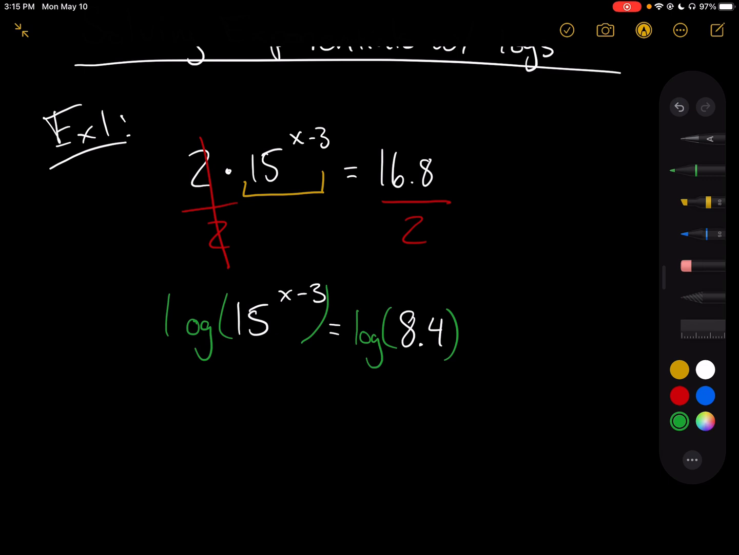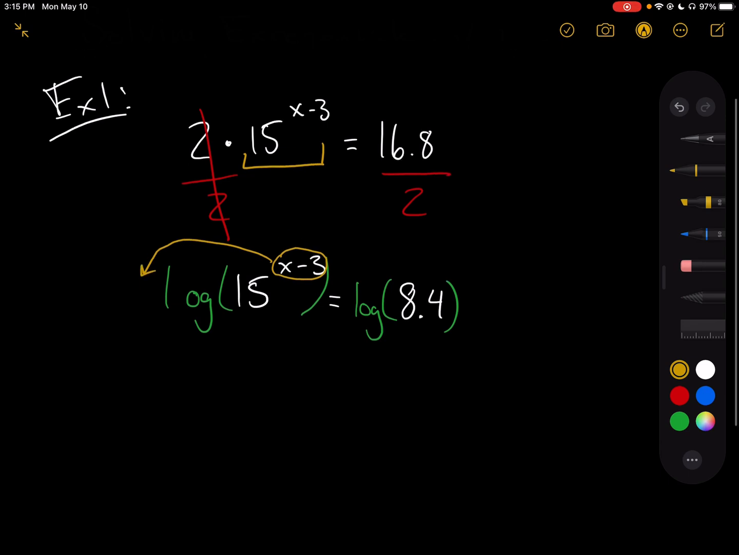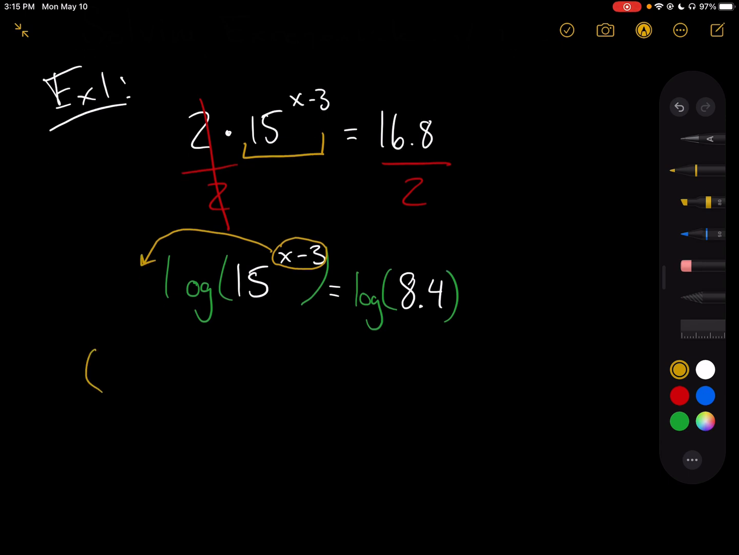Okay. What that does for me is now that this is all in the log, I can bring out the x minus 3, because that's an exponent, as a multiplier out front of my log. Right? I can bring that out as x minus 3 times log of 15, is equal to the log of 8.4.